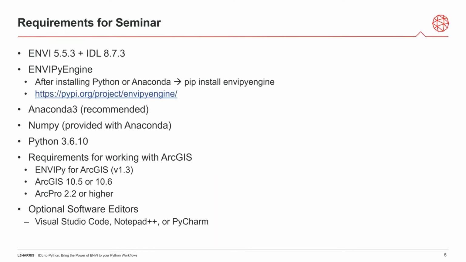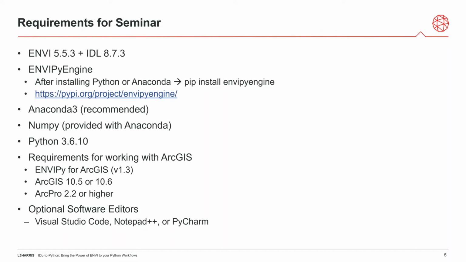Okay, so the requirements for this is you need ENVI and IDL, of course. We're going to be using the latest version, 5.5.3 of ENVI and 8.7.3 of IDL. You'll need this MDPI Engine. We'll talk about that in detail. We're going to be using Anaconda. Anaconda 3 is recommended mainly because it packages Python with it, and it packages a lot of the Python libraries that we're going to need, or you would want to need. You don't have to use Anaconda though. You can get your standard Python install and get it to work as well. We're going to be using Python 3.6.10 for this.